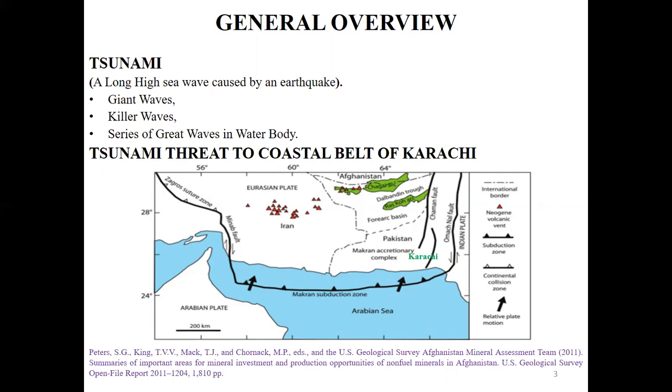After that, I'll be sharing the tsunami threat to the coastal belt of Karachi. The coastal belt of Karachi is more or less 67 kilometers away from the Makran subduction zone, and you can see it in the attached figure. So the coastal belt of Karachi may experience a tsunami in the near future, subject to an earthquake event in the Makran subduction zone.